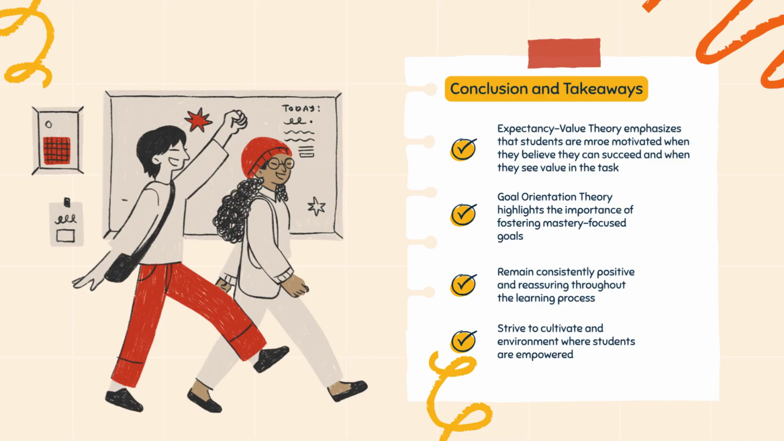Motivational strategies that are aligned with these theories, such as boosting self efficacy, aligning instruction to values, and emphasizing growth over process, play a critical role in shaping a student's success. Now, above all, it's essential to remain consistently positive and reassuring throughout the learning process. Encouragement and support are foundational in helping students persist and reach their academic goals.